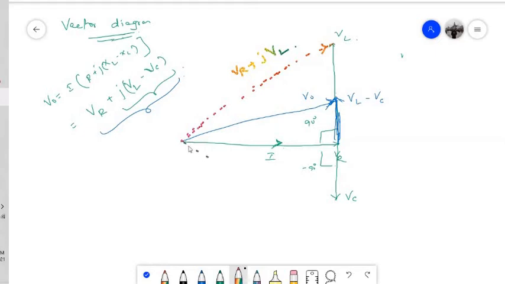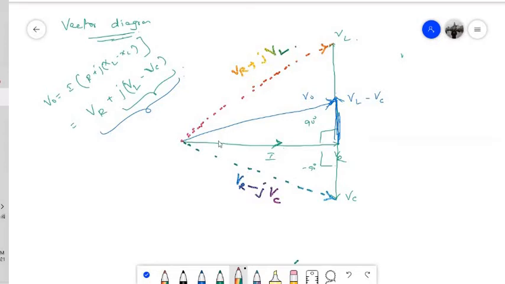In the same way, now this will be what? So this will be your term VR minus J into VC. VR minus J into VC. So what does this minus J indicate? This minus J actually indicates minus 90 degrees.